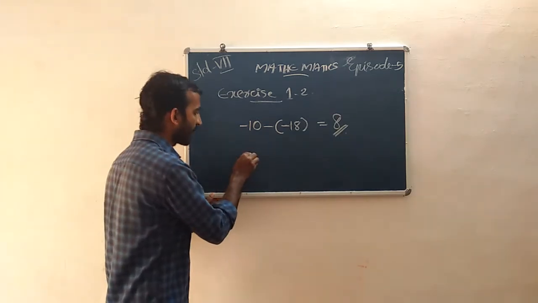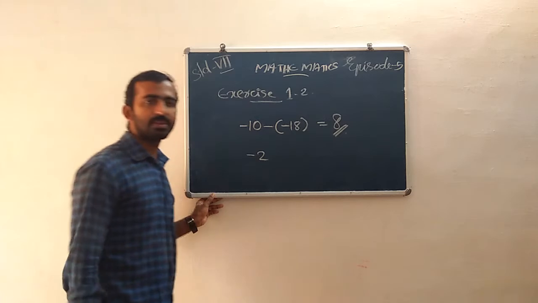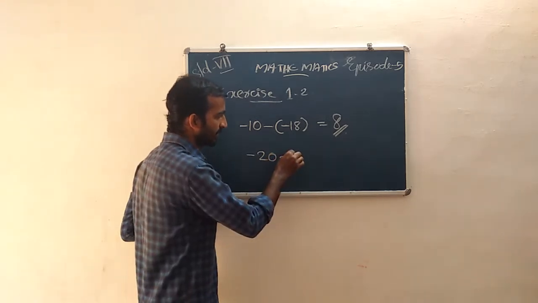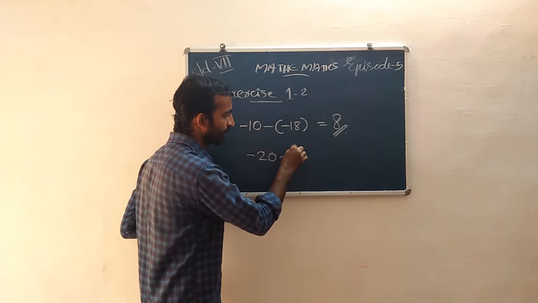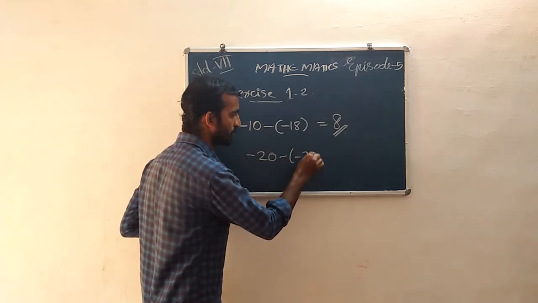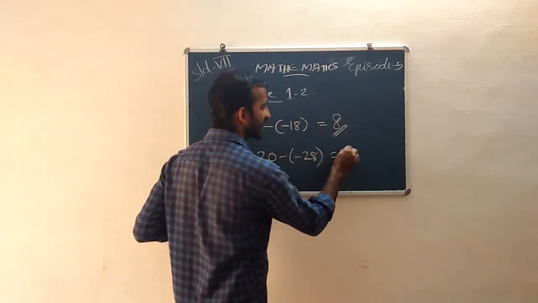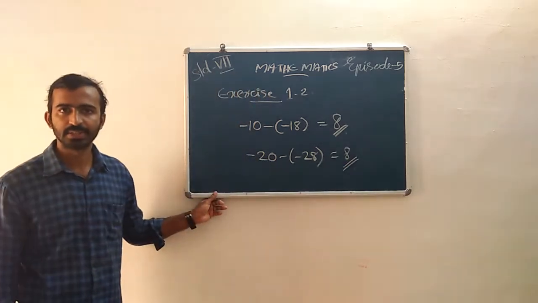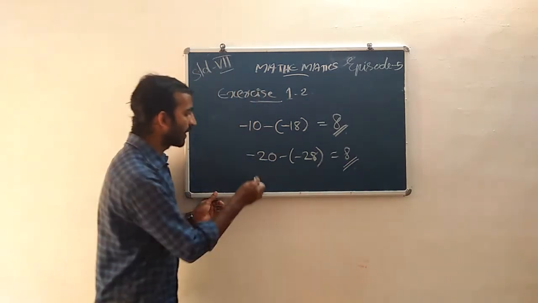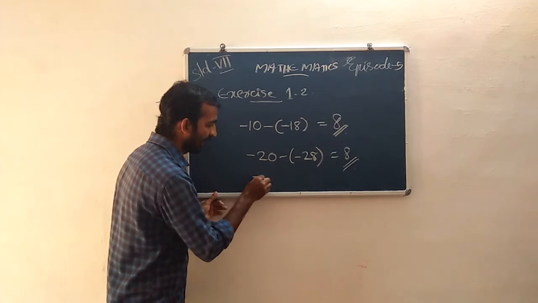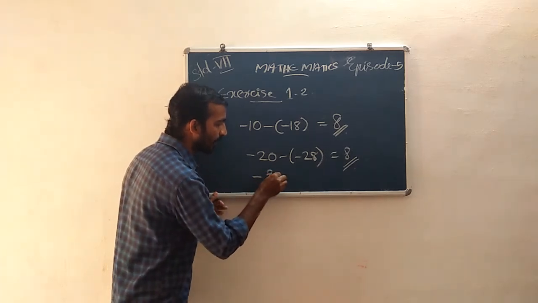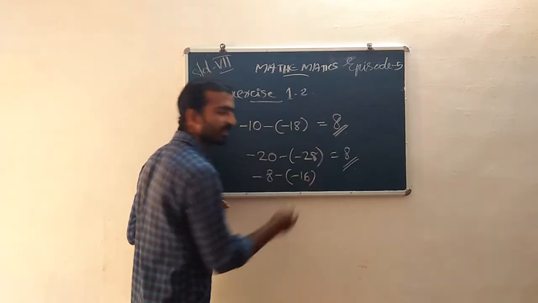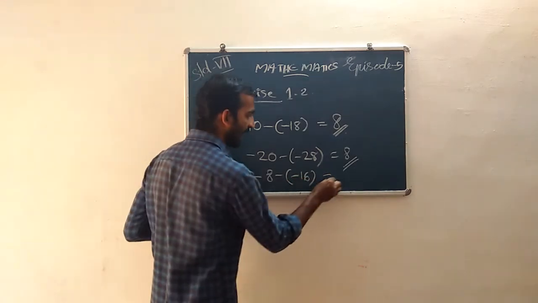And another example, negative 20 minus negative 28. We get the answer 8. Or we can take negative 8 minus negative 16. We get the answer 8.